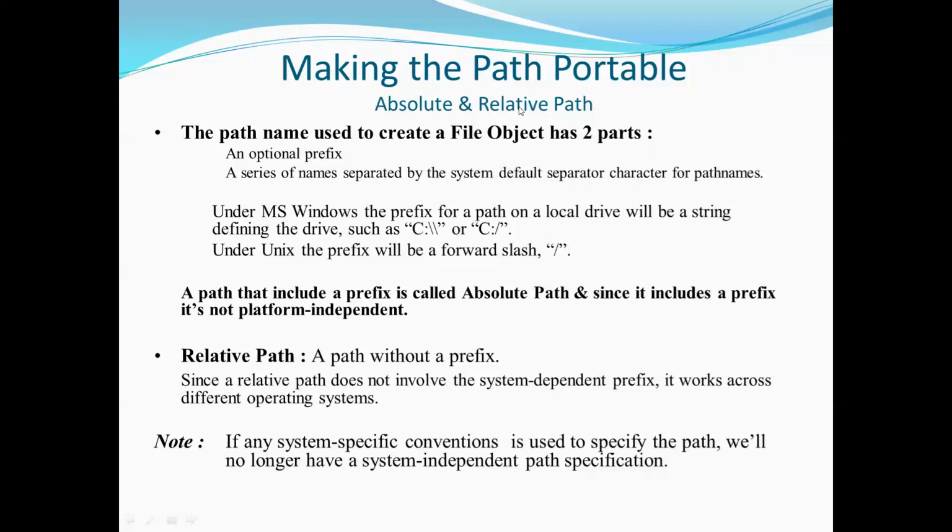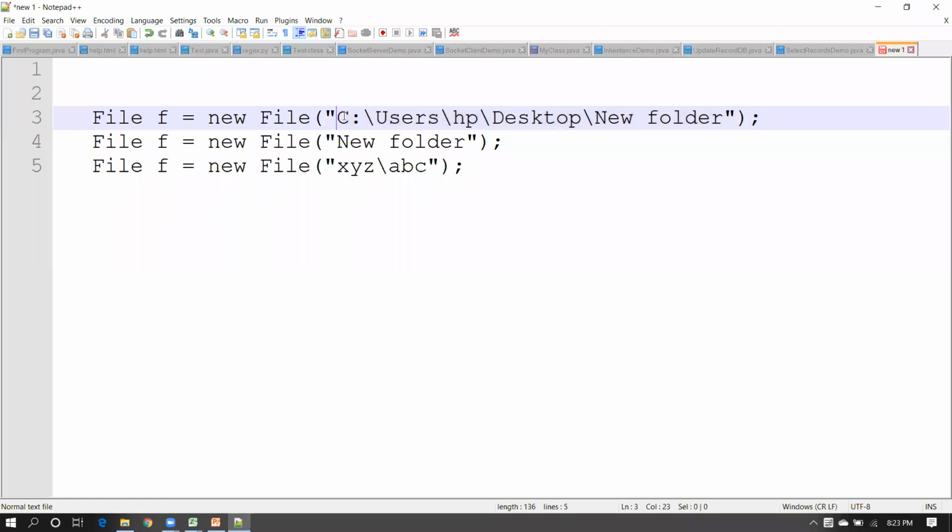So the difference between absolute and relative path is when the path name that you write into the constructor starts from its root directory. Okay, the path name that starts from the root directory to the destination folder or file, this is called the absolute path.